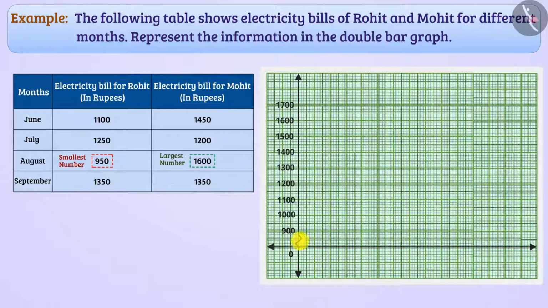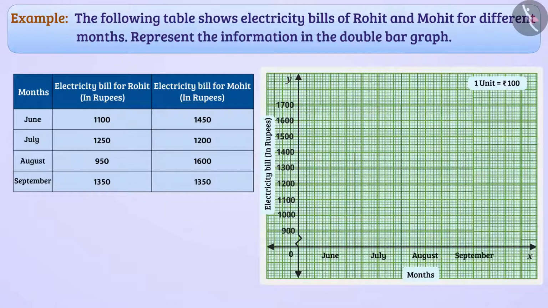We will draw a zigzag line to show that we are not showing numbers from 0 to 900. It will be easy to use the scale. As there is no number from 0 to 900, we can take 1 unit is equal to 100 rupees as scale. Similarly, we can also take this scale as 1 unit is equal to 200 rupees. Let us take 1 unit is equal to 100 rupees scale and show the electricity bill on the y-axis in rupees. Similarly, months will be indicated on the x-axis.